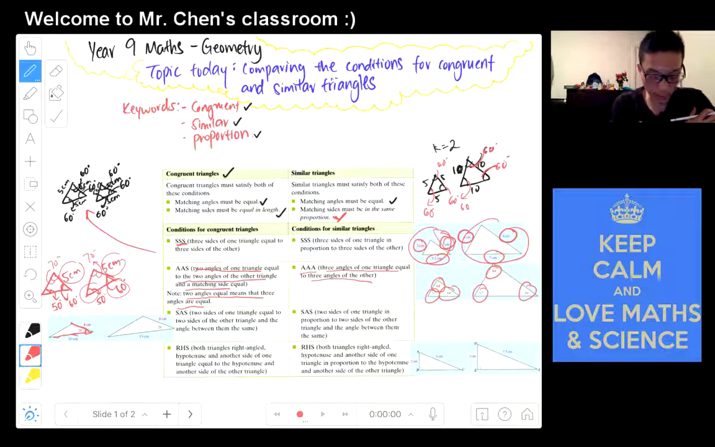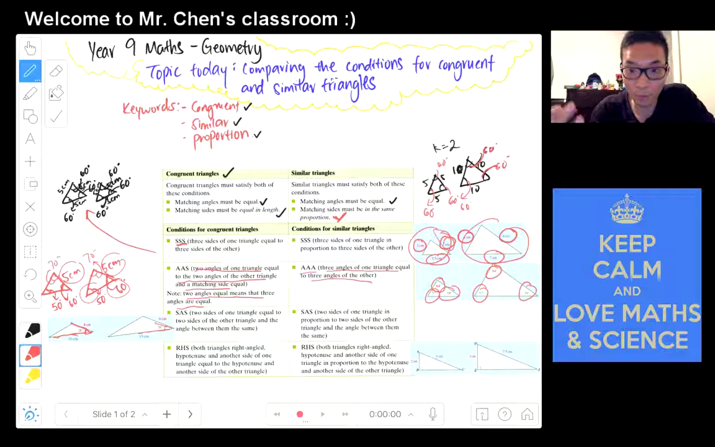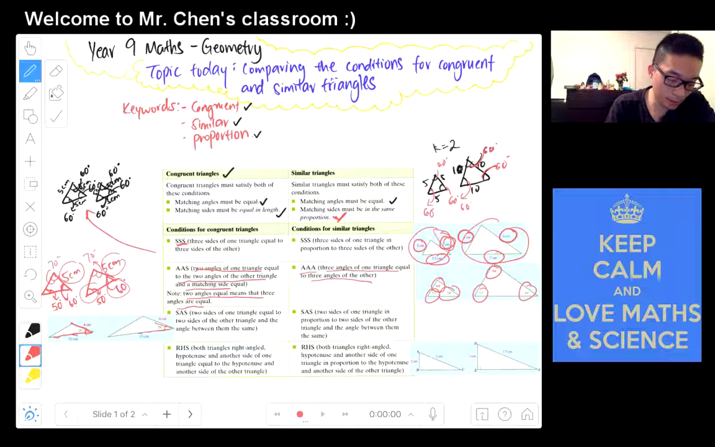Let's see if that matches with the other one. The other one is 15 and then 28 and then 6. So is that actually a congruent triangle? If you look at the matching sides, the answer is no.